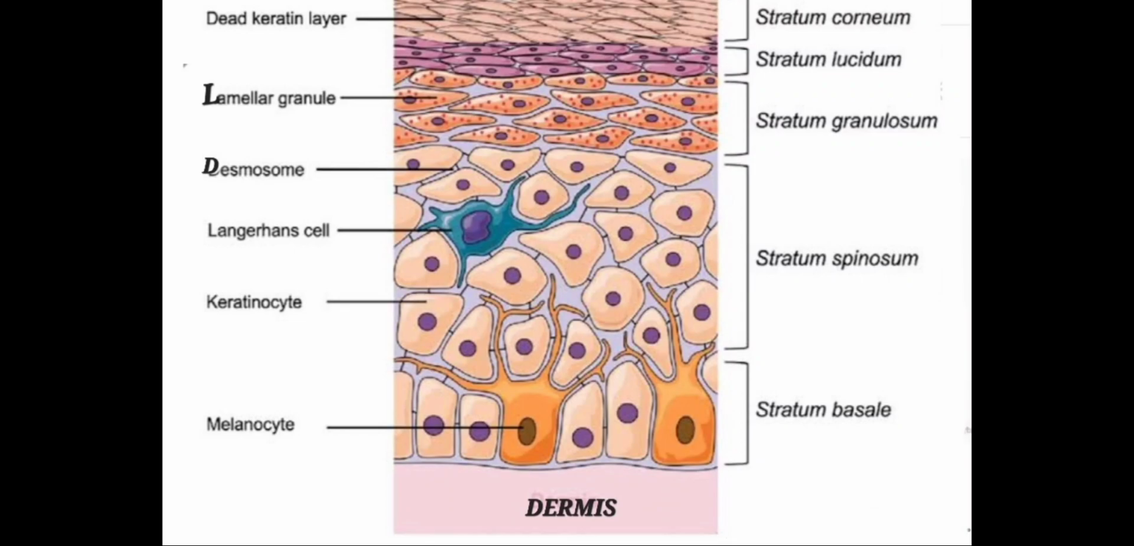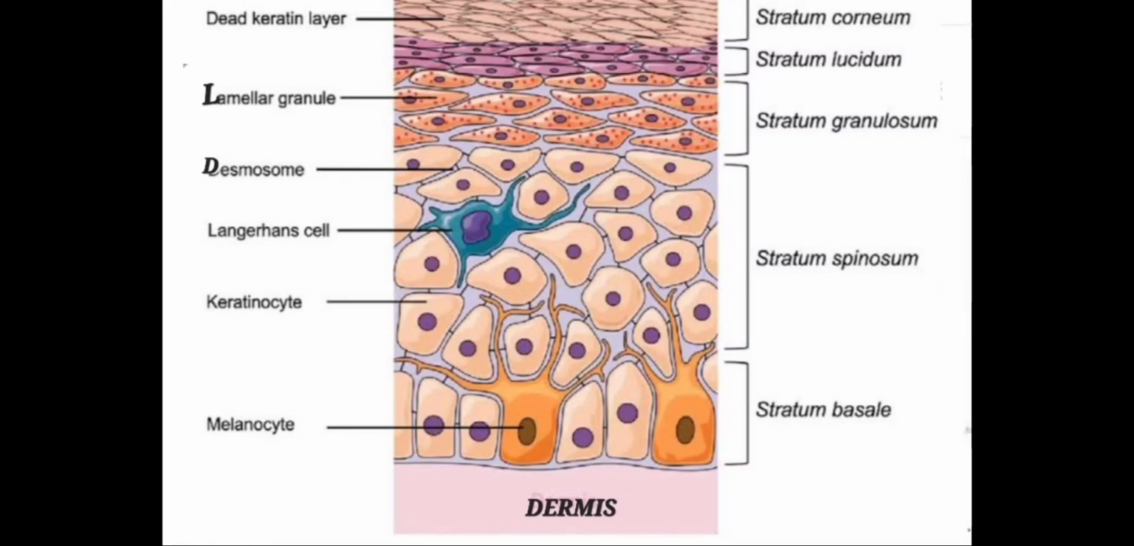Stratum spinosum is the next layer containing irregular polyhedral cells with cytoplasmic processes that extend upwards and contact neighboring cells by desmosomes. The dendritic cells are also found in this layer. Thickness of the skin varies depending upon the body region.